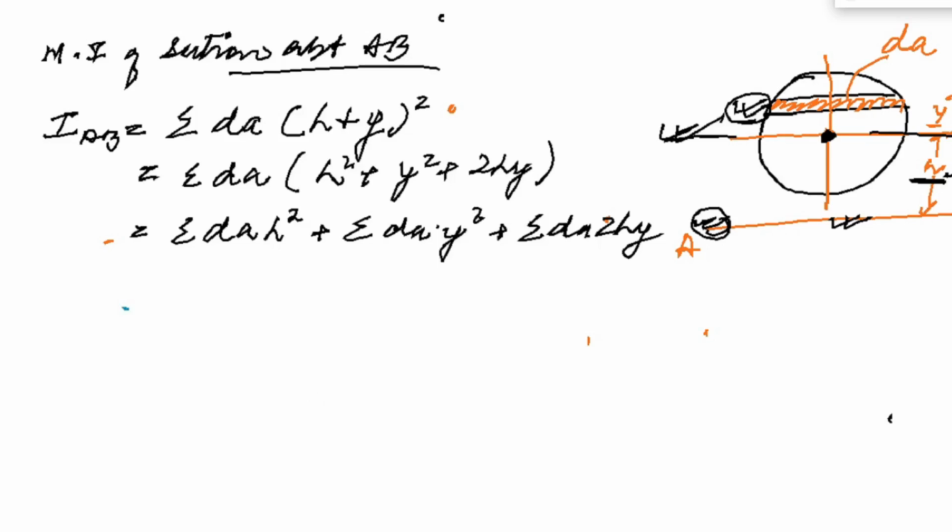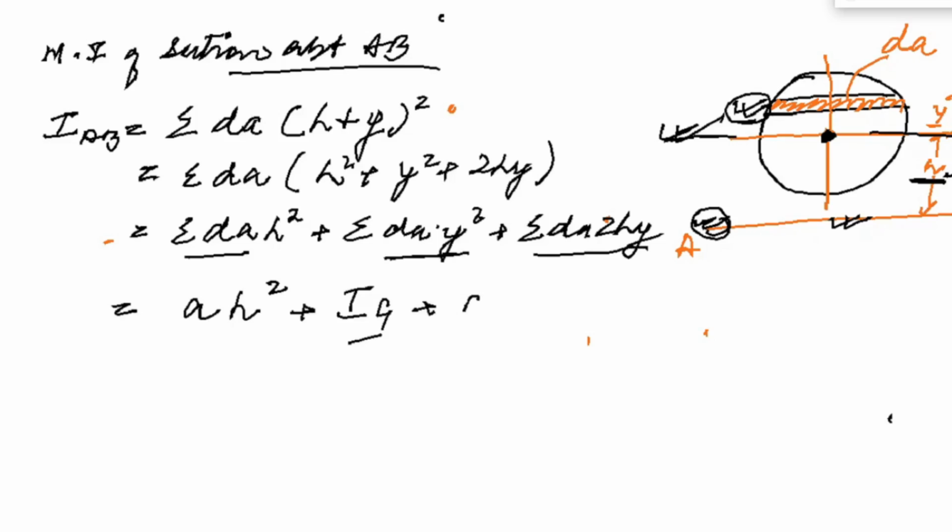Now that will be actually equal to, firstly, h square means it is A times h square. Simple. A is the elemental area, which you have been integrating within the different limits, and then dA into y square. As I have already given, it is Ig, that is the moment of inertia about the central axis, plus dA into 2y.